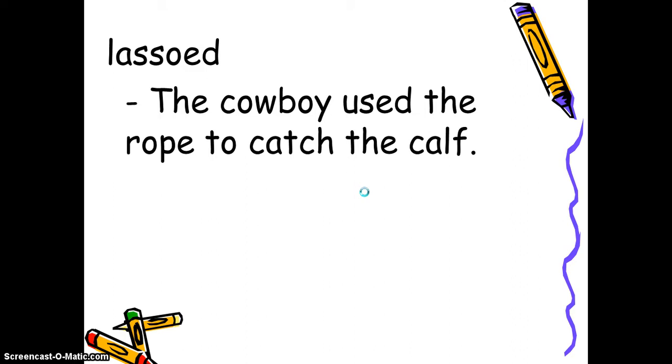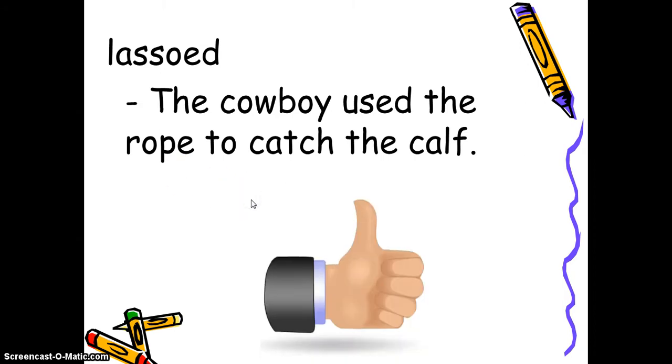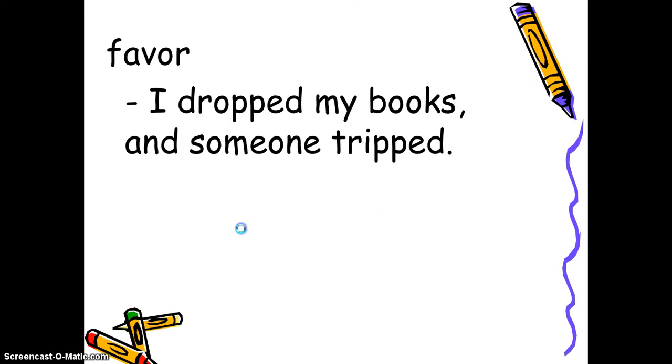Lassoed. The cowboy used the rope to catch the calf. If that rope could equal lasso, then you give me a thumb up. If not, then give me a thumb down. This one, of course, is a thumb up. Yes, we know that when we see this word rope catching a calf, those are the context clues that help me recall that lassoed is that rope used in those type of situations.